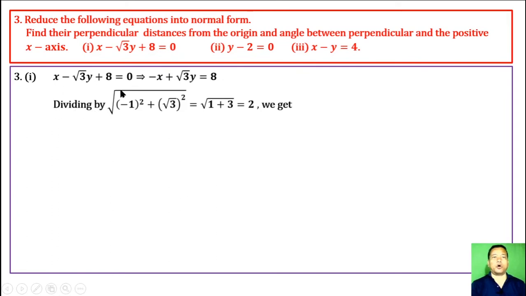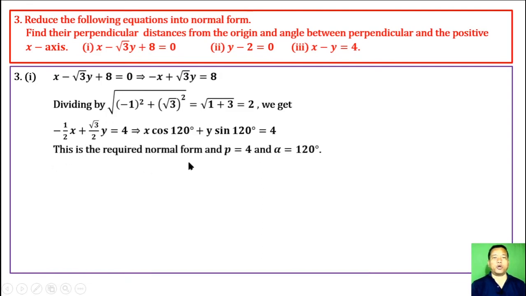Dividing by root over of the coefficient of x, minus 1, square plus the coefficient of y, root 3, whole square, that is square root of 1 plus 3, that is 2. We get the above equation becomes this. Minus half is cos of which angle, and root 3 by 2 is sin of which angle? We have cos 120 gives minus half, sin 120 gives root 3 by 2. This is the required normal form, and small p equal to 4 and alpha is 120 degrees.